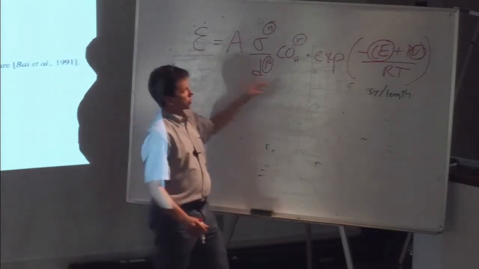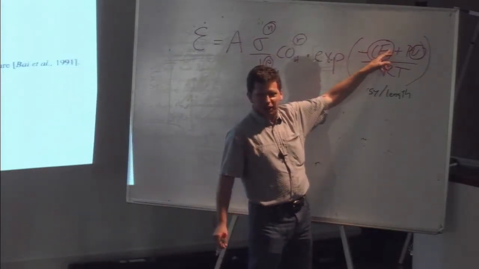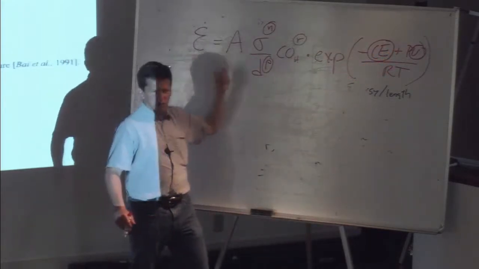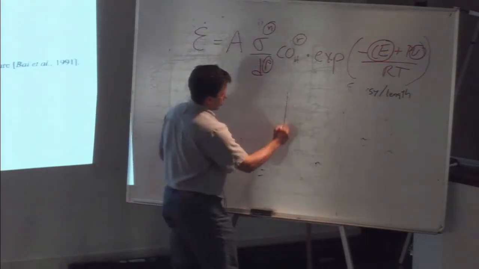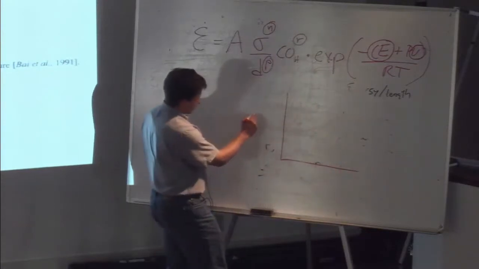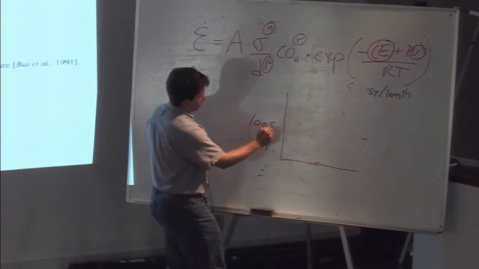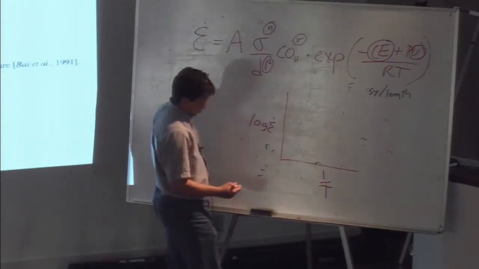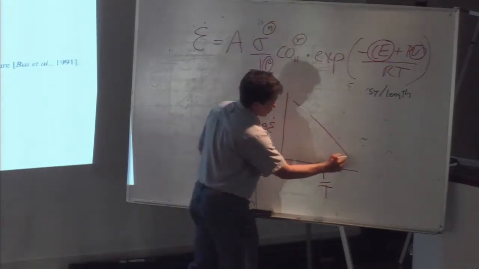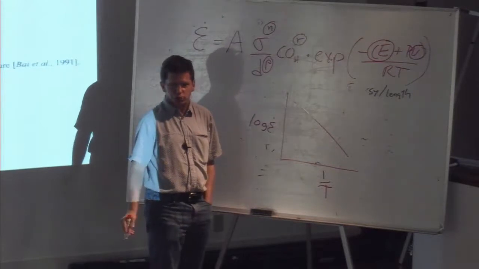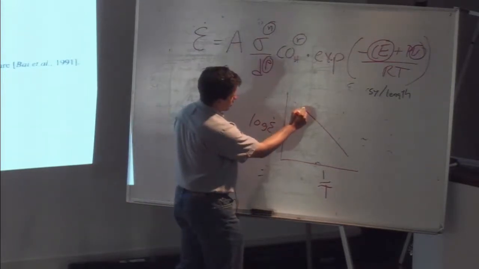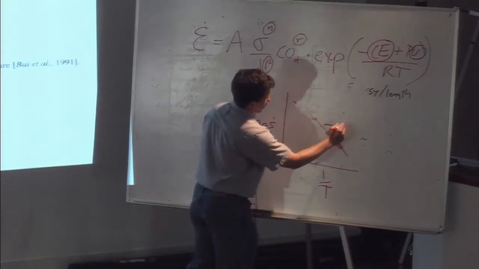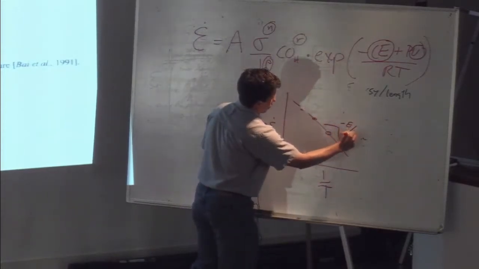So if you just change the activation enthalpy or energy without changing this, I'll draw a plot of what the effect of that is. If you look at log of strain rate versus 1 over temperature, you get a negative slope. So this is an Arrhenius relationship, right? And maybe there's some data in there that you fit. And the slope of that is minus E over R.